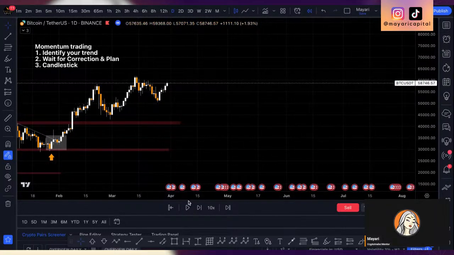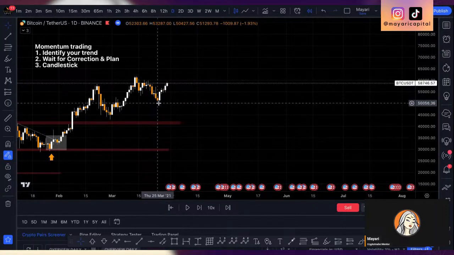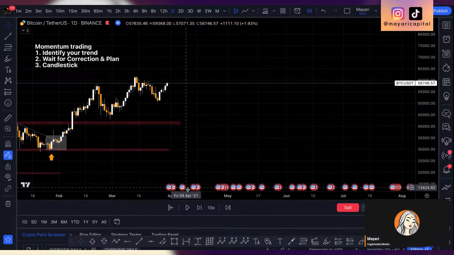And then another one to the upside. This one is a little bit hard to catch, this area. But yeah, it's doable. It's doable.